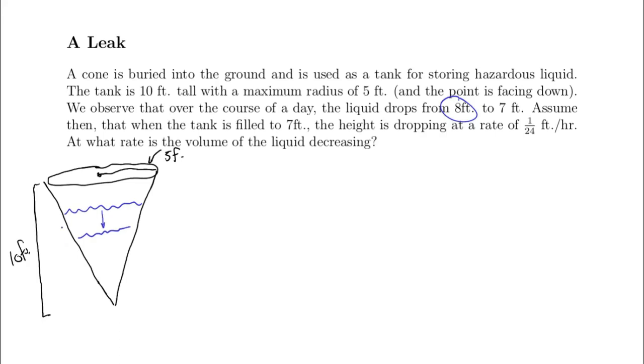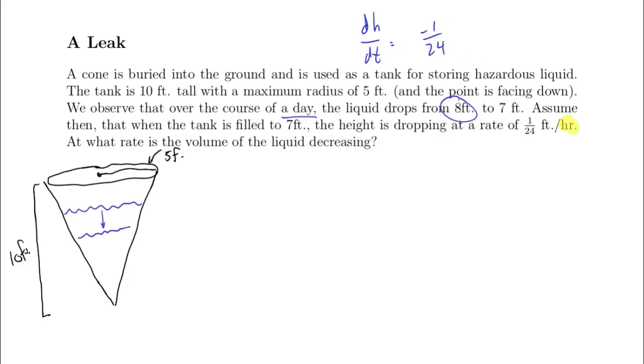So we're leaking here. That happens over the course of a day. What we can do is come up with a rate that describes the change in height, right? dH over dt is negative 1 feet per day. Okay, so we're going to look at things in terms of feet per hour. So what is this? Well, it's negative 1 over 24 then, right? Over a 24-hour period, it dropped a foot. So we've got this negative rate of change that we have.